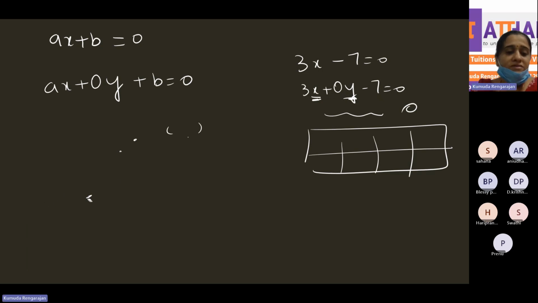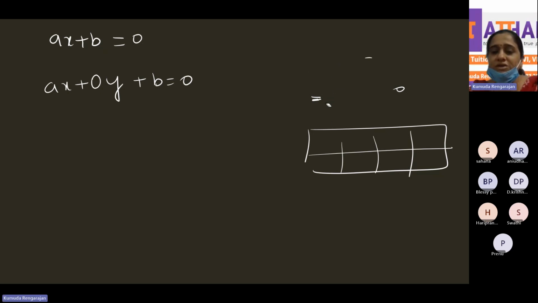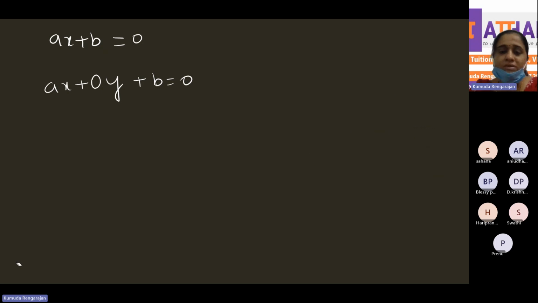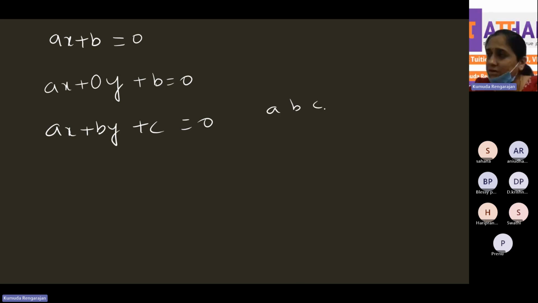Okay. Next, linear equation in two variables x and y: ax plus by plus c is equal to 0. This is a linear equation in two variables x and y, where a, b, c are real numbers, and the condition is a square plus b square should not be 0. That means if a is 0, b should not be 0. If b is 0, a should not be 0. Both a and b should not be 0 at the same time.